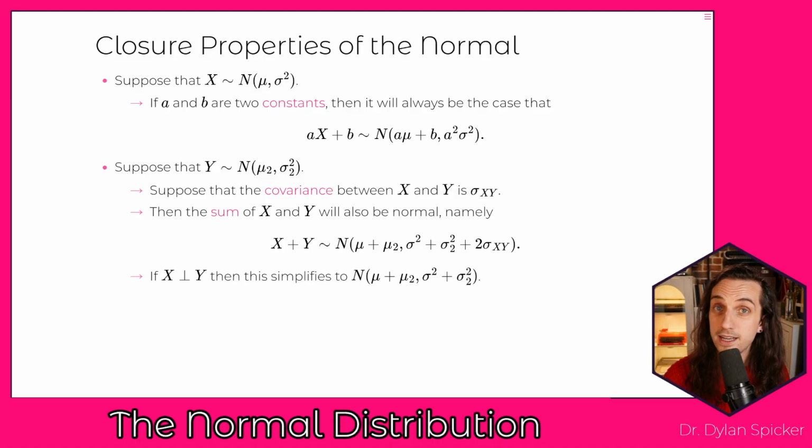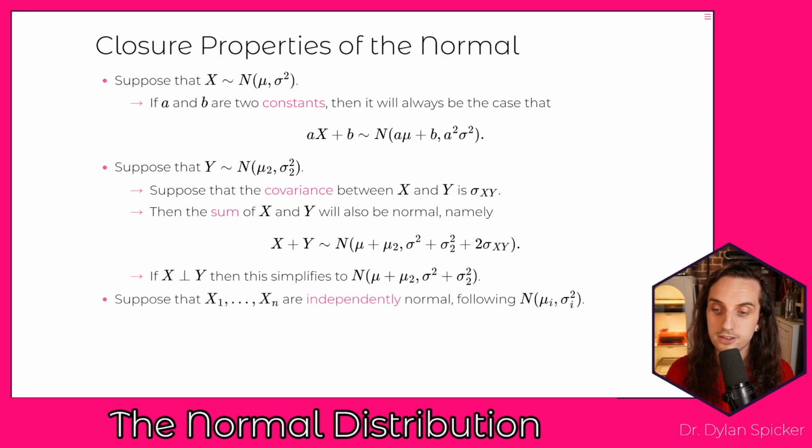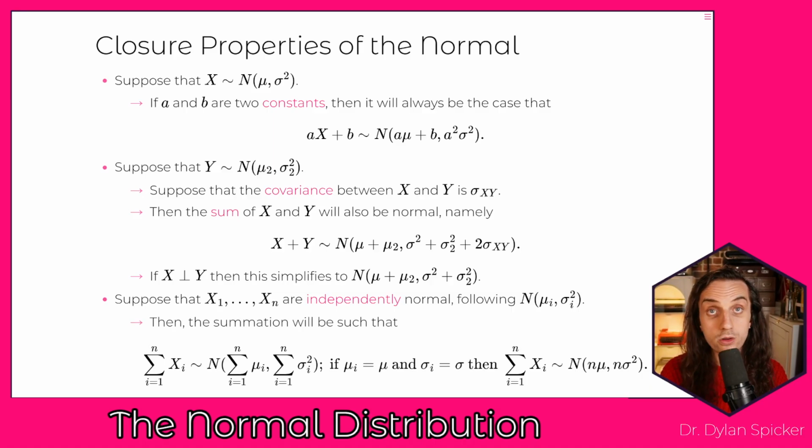If x and y are independent, then they will have zero covariance, and so that would simplify down to the means adding together and the variances adding together as well. If we take x1 up to xn as all being independently normal, following a normal distribution with mu i and sigma i squared, then the total summation is also going to be normal, where you sum up the means and you sum up the variances, right? And again, there's no covariance because we're assuming that they're independent of one another.